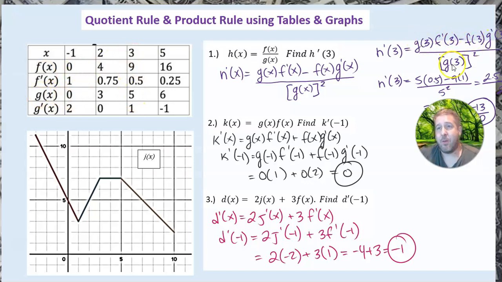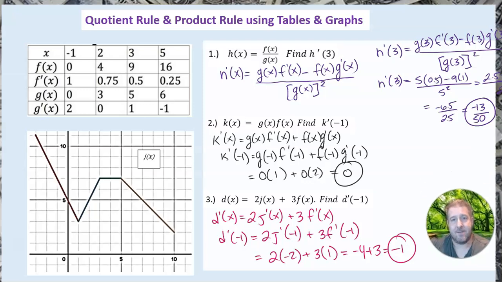And then continue going through the process of substituting all the values in for whichever one they are. And then it's just a matter of simplifying. And that's all I did here to get negative 13/50ths as the final answer.